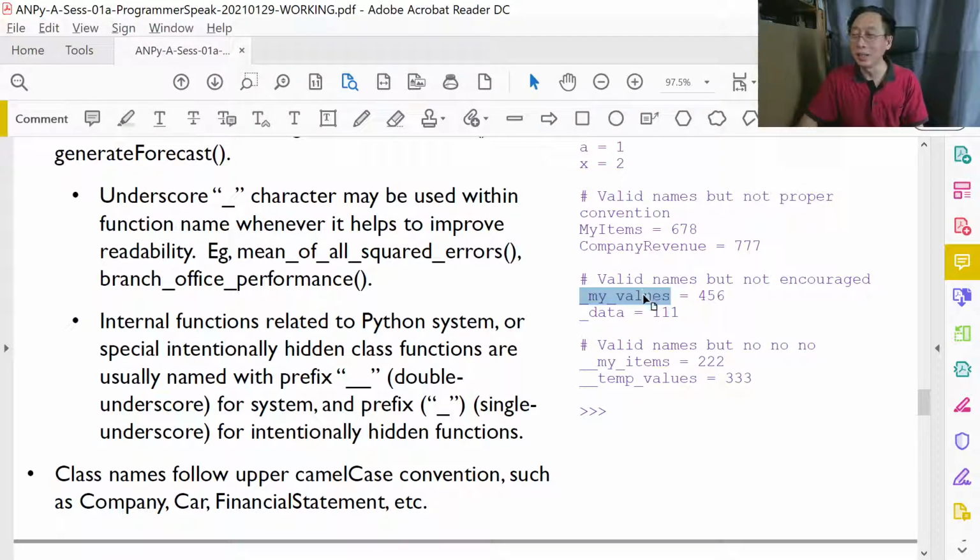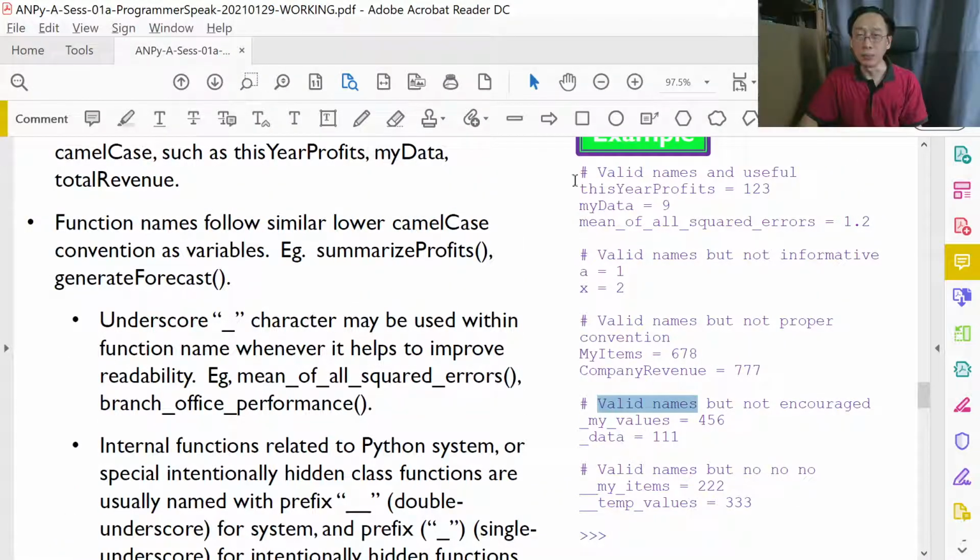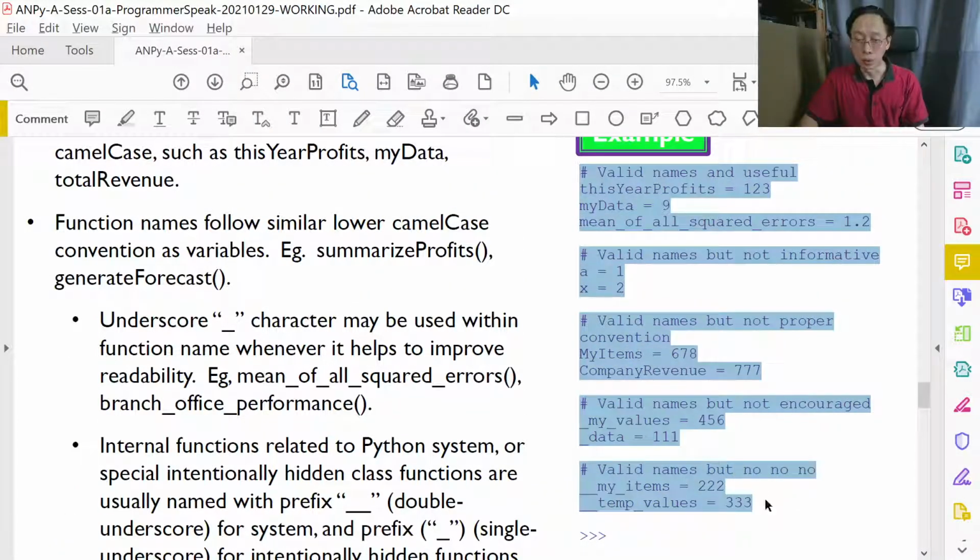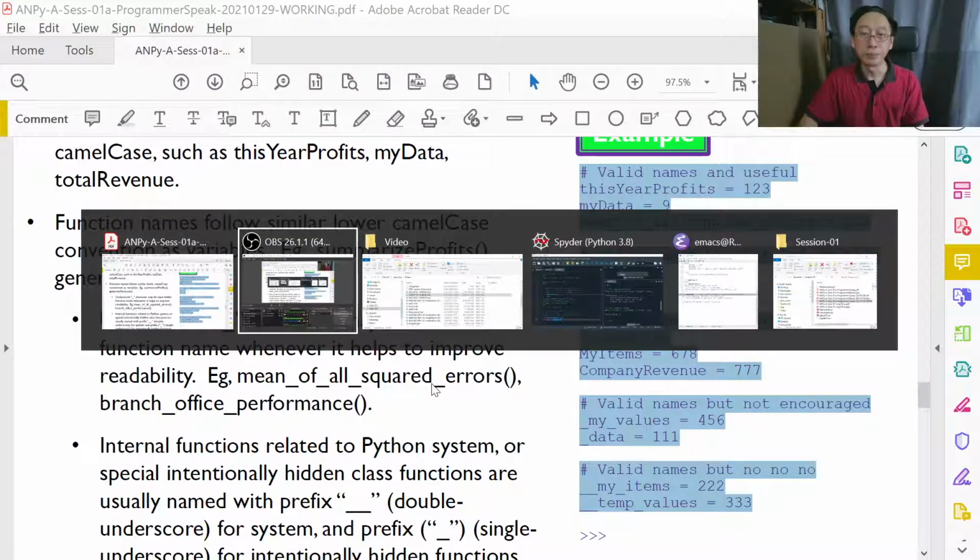So again, here I put in the comment. They are valid. You won't see problems coming up when you have an underscore in front as your variable name. But it is highly discouraged, unless you know what you're doing. So let's put this into Spyder and have a look.